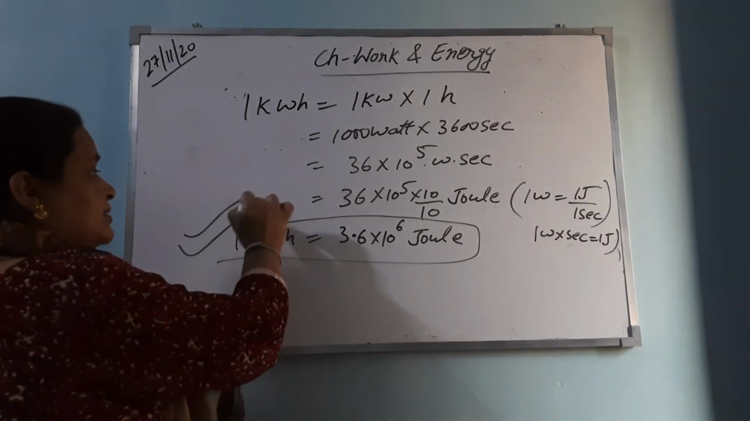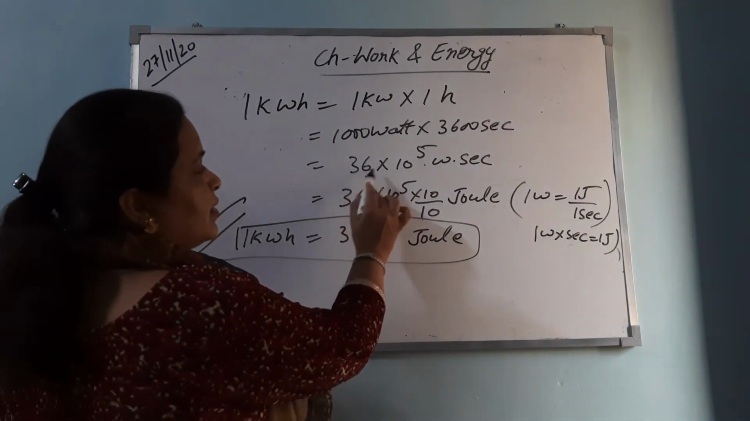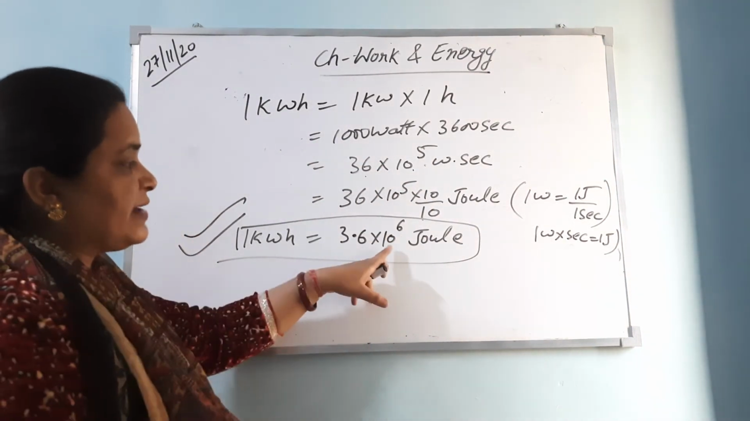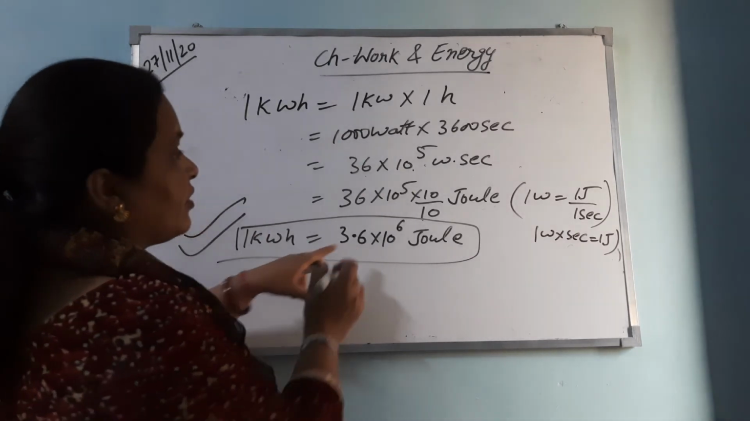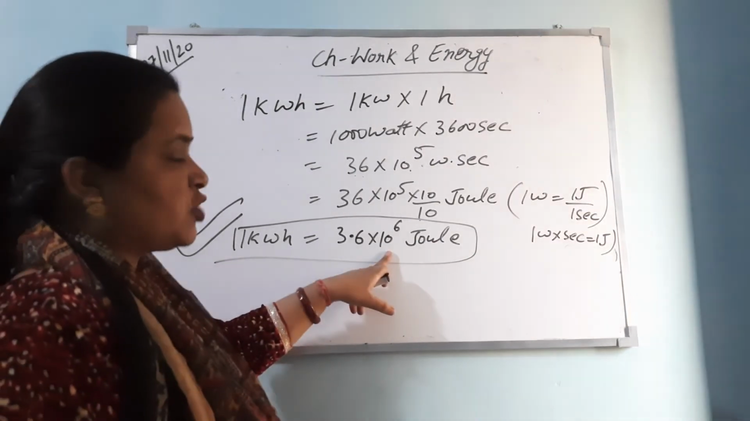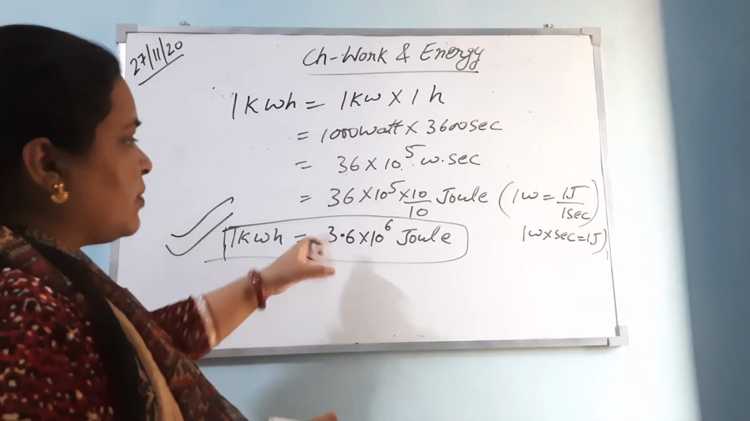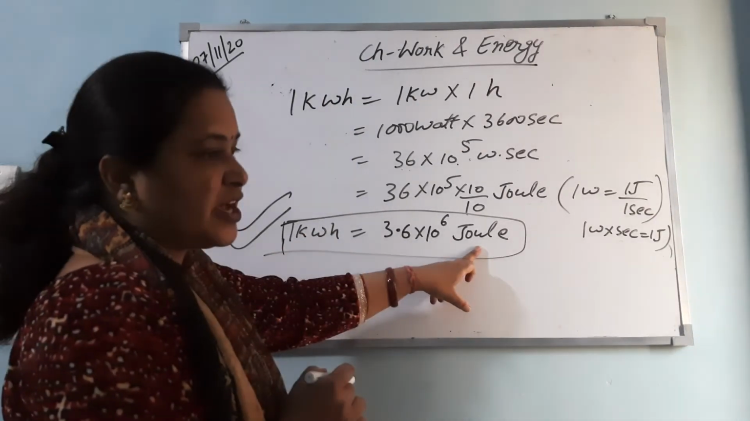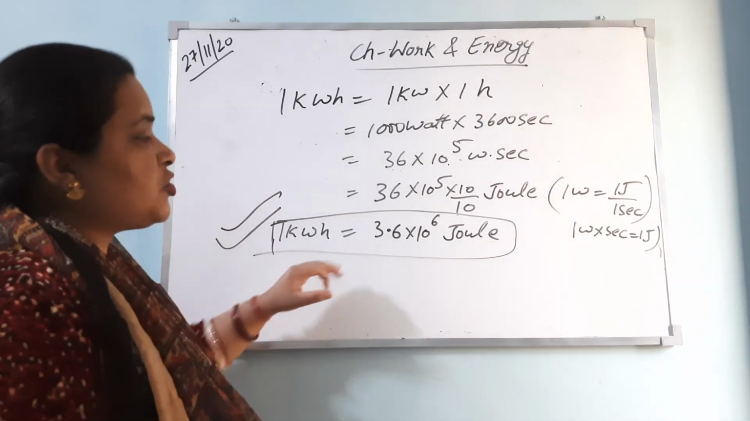This relation is asked many times in the paper as an MCQ question. If you say 36, then say 10 raised to the power 5, and if you say 3.6, then you have to say 10 raised to the power 6. Very carefully you have to see in the paper whether 36 is given or 3.6 is given. It is a maximum important question, because it is a 1 mark MCQ relation many times. This is also called the commercial unit relation with the SI unit. Kilowatt hour is the commercial unit and joule is the SI unit.